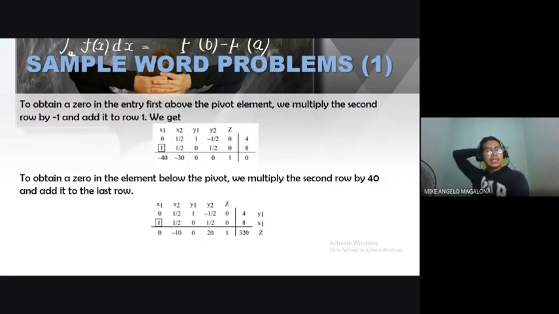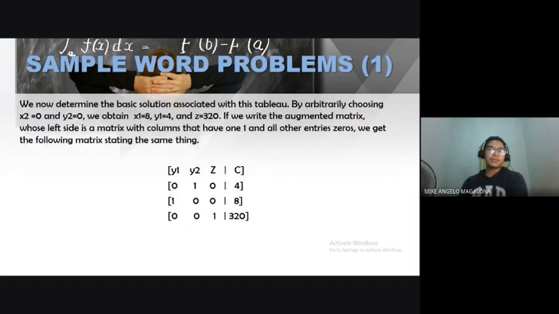We get this equation. Hence, to obtain a 0 in the element below the pivot, we multiply the second row by 40 and add it to the last row. As you can see, there are some changes in the last row. The -40 is changed to 0, the -30 is changed to -10, the y sub 2 column, which is 0 in the last row, is changed to 20, and in the far right corner, which was 0, it is now 320.